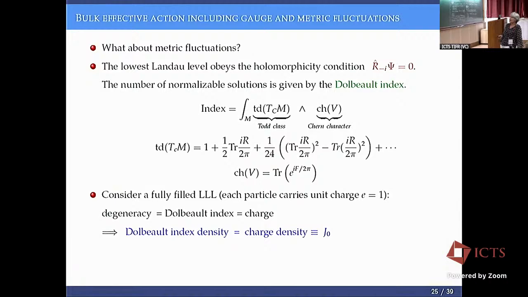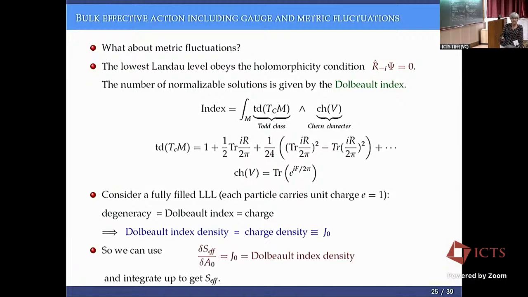So that means that the Dolbeault index density, the integrand here that we can perturb around these constant backgrounds, can be thought of as the charge density, J0. But the charge density is related to the effective action, because if we vary the effective action with respect to A0, we find the charge density, which is the Dolbeault index density. So we know this side, and now we want to integrate and covariantize to find the effective action.